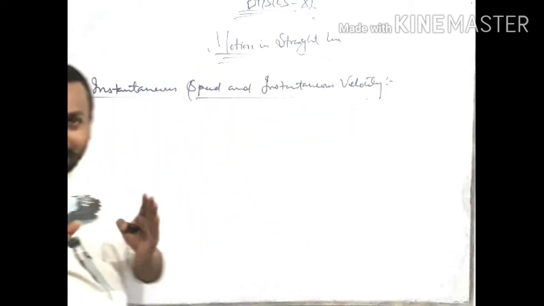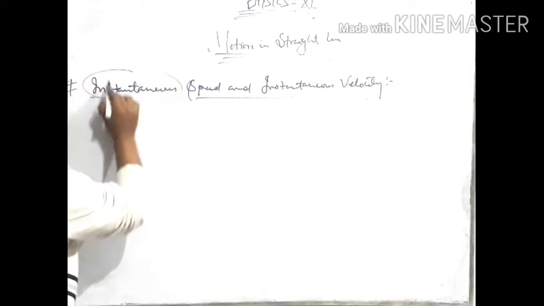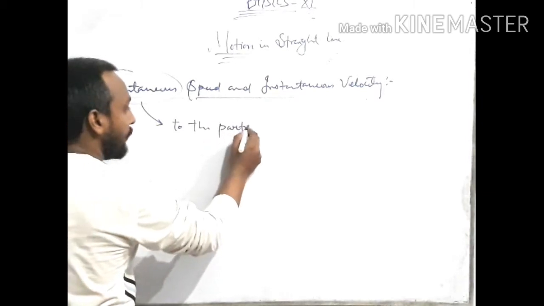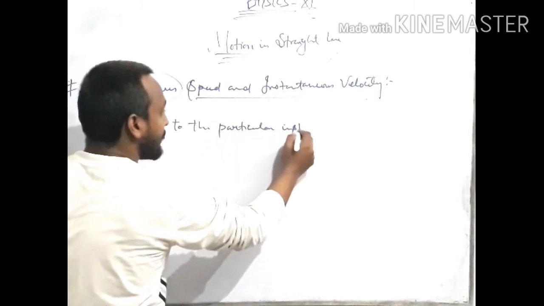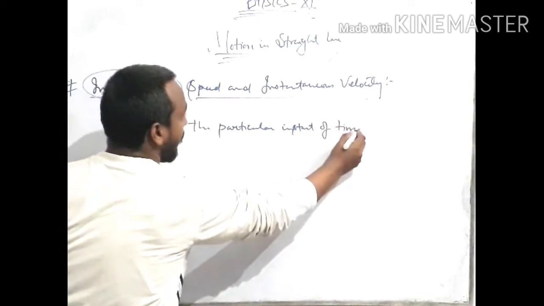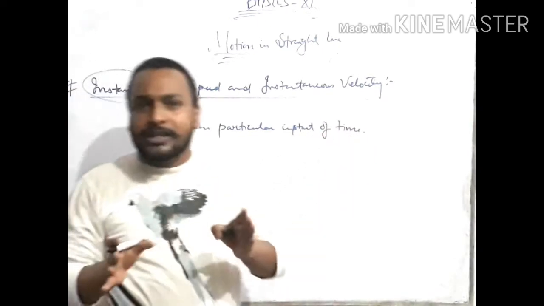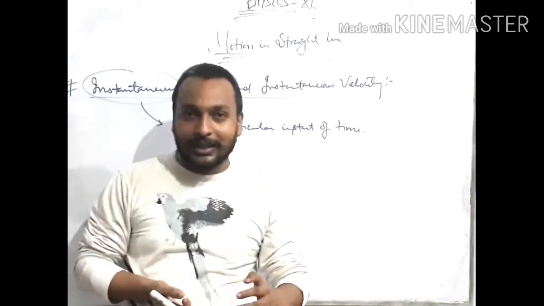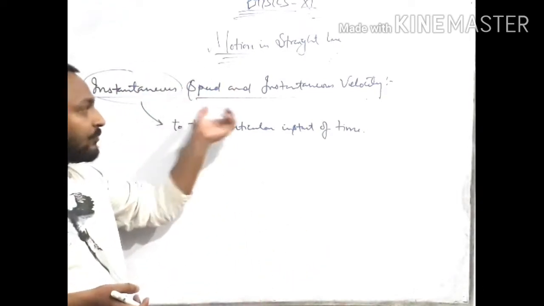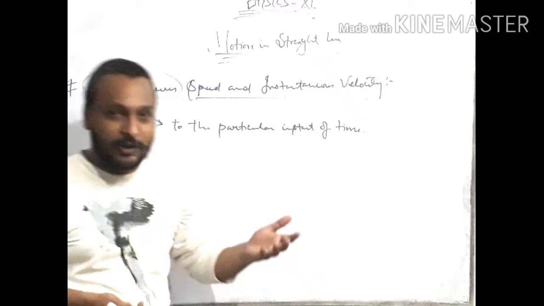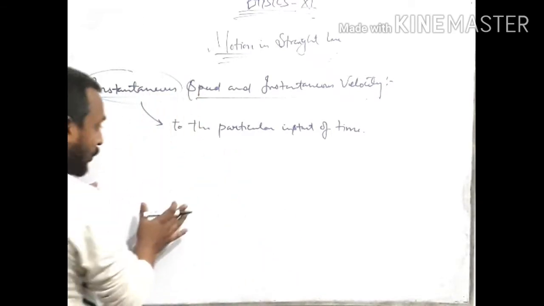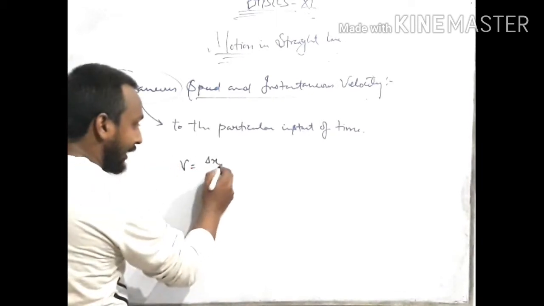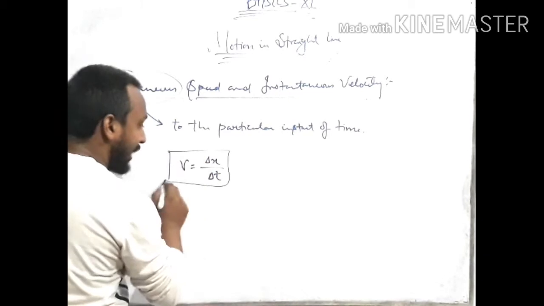Here, the term instantaneous refers to a particular instant of time. That means the velocity that a body possesses during its motion, just at a particular instant, is called instantaneous velocity, or instantaneous speed in the case of speed. Suppose I tell you that velocity of a body is delta x upon delta t. So this is what? This is average velocity.